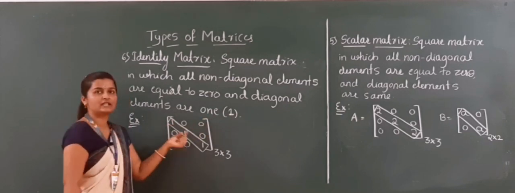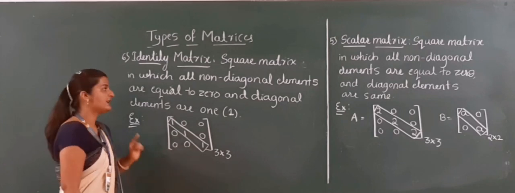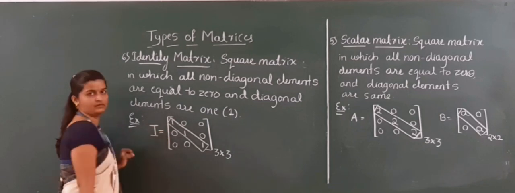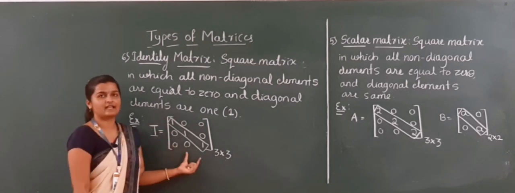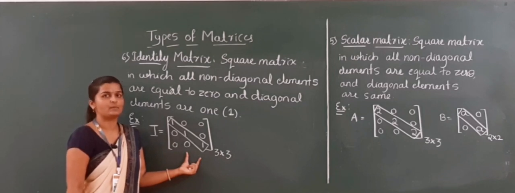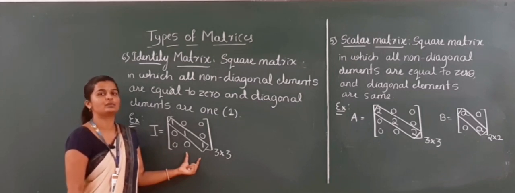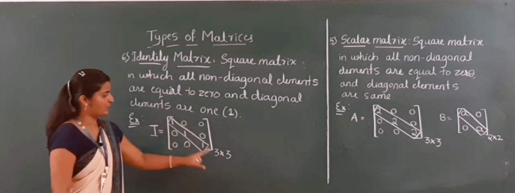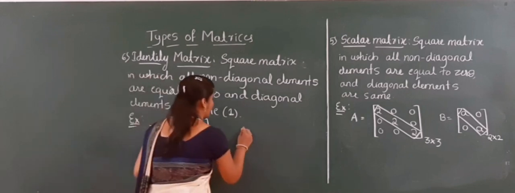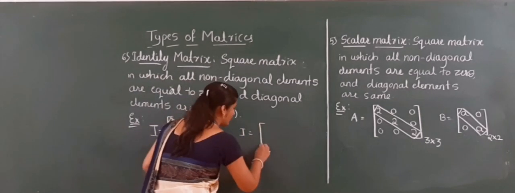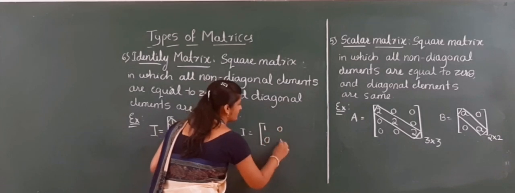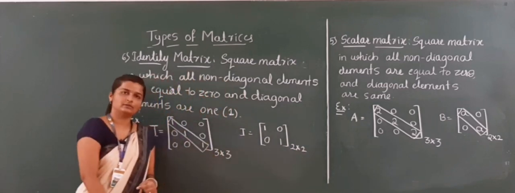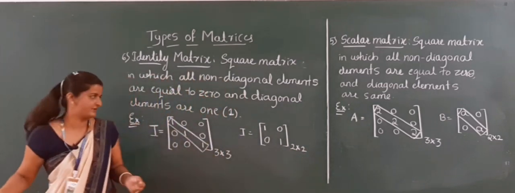So here on the diagonal only one element should be present, that is the number 1. Here it can't be 2, 3, 4 like this, only 1. Every identity matrix is denoted with the capital letter I. We know that matrices can be denoted by capital letters, but for the identity matrix there is a specific name, that is I. This is the identity matrix of order 3 by 3. And next I will write another one, the identity matrix of order 2 by 2. This is the identity matrix of order 2 by 2. Okay.